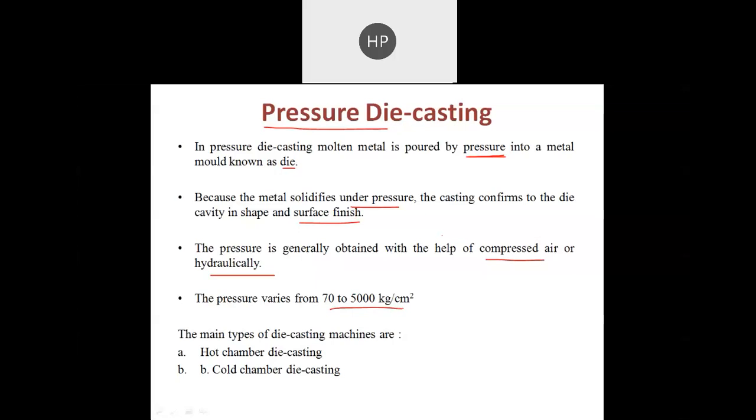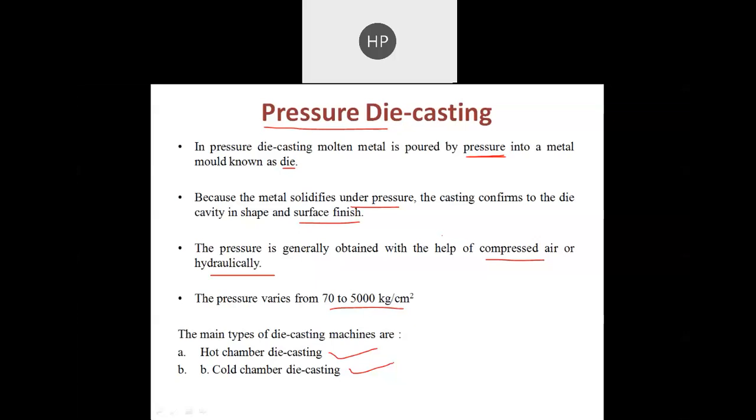And pressure die casting is classified as hot chamber die casting and cold chamber die casting. So these are the two categories of pressure die casting.